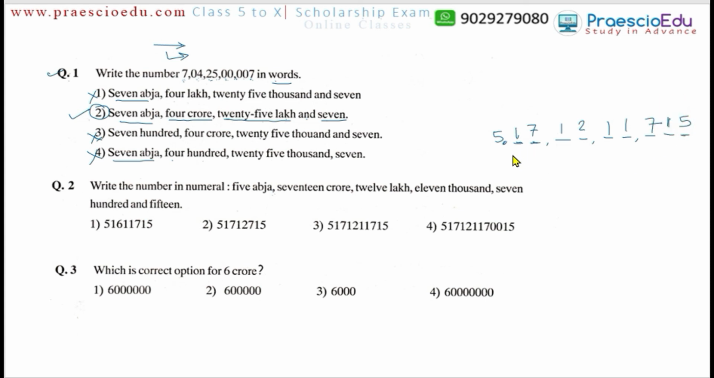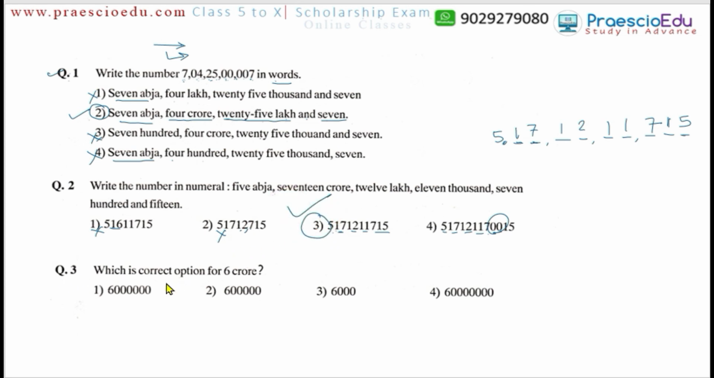Now check this number in which option. 517, this is 516. No, this is wrong. 517. Okay, then 12, then 715. No, this is very small. Okay, 11 is missing, so this is the wrong one. Then 5, 17, then 12, then 11, then 715. This is the correct one. Just check the fourth option also. 517, then 1211, this is two numbers. Oh, this is the wrong way. Okay, so option number 3 is the correct one.